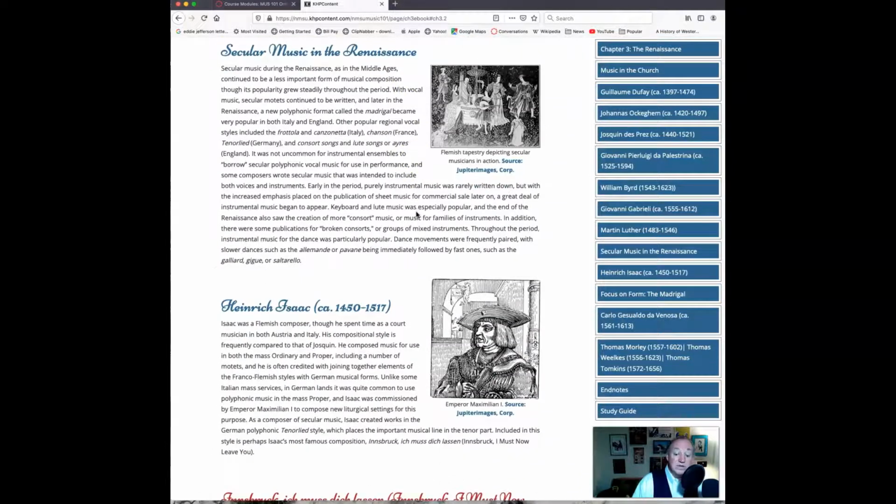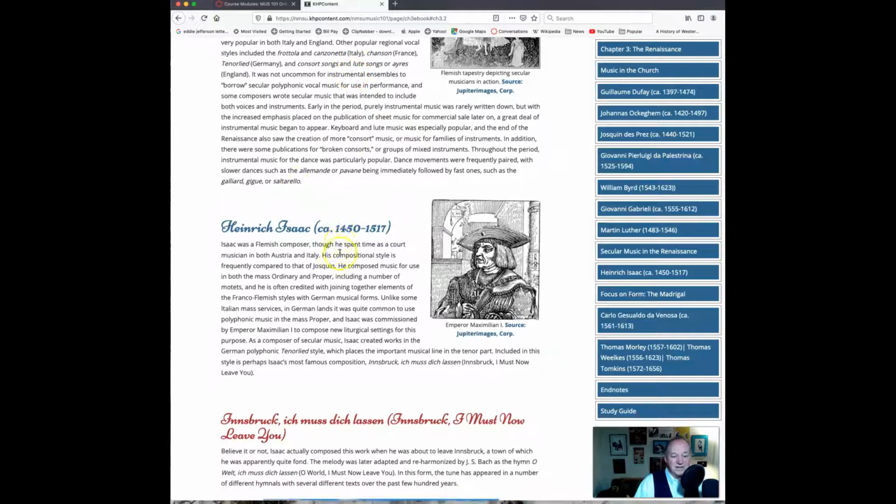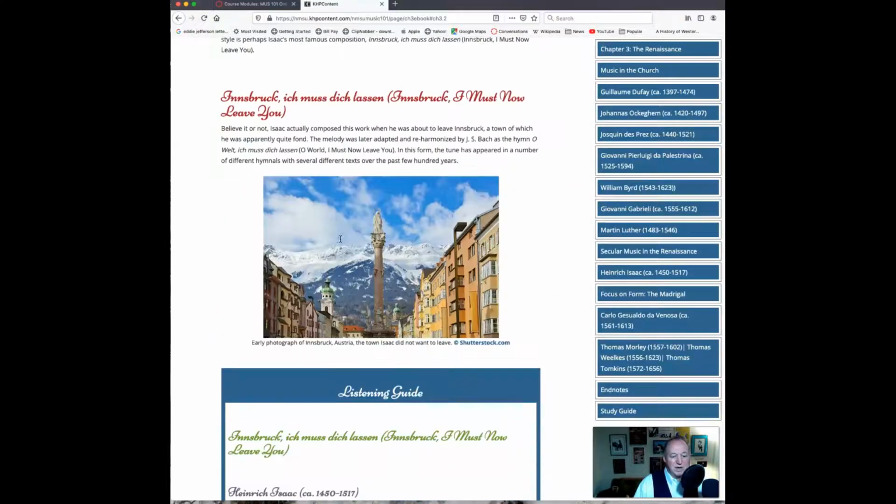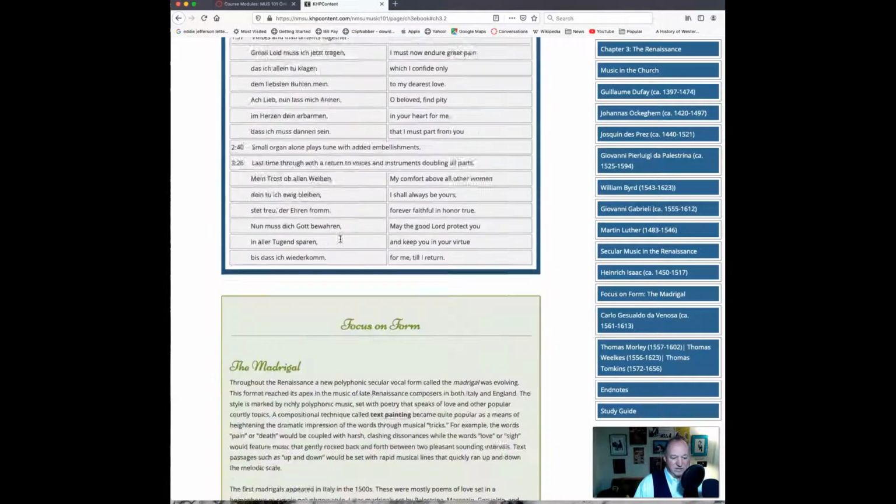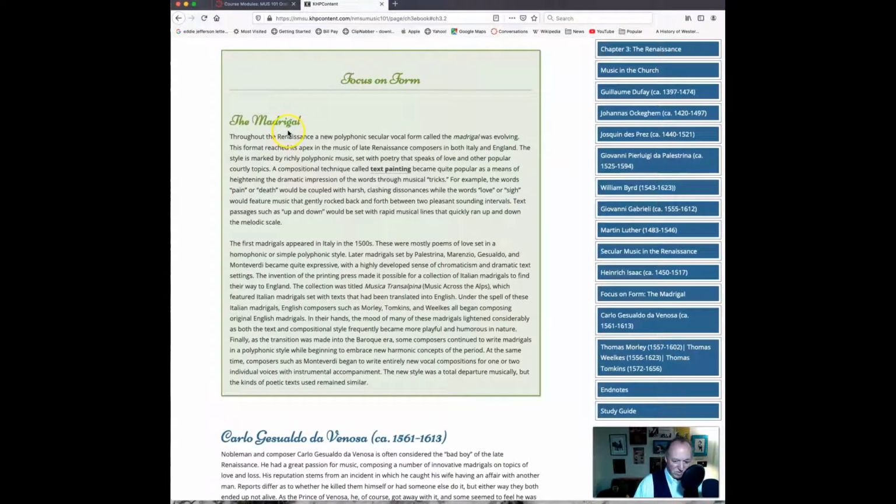And then we do conclude the chapter with secular music. There's a lot of different styles of secular music. We talk about Isaac and the tenor lead. You can read about that in your book. Most importantly, though, is this next focus on form, right here, the madrigal. Remember, the focus on forms are always important. Spend a lot of time with them as you're going through your work.